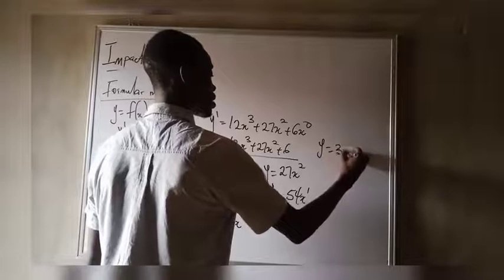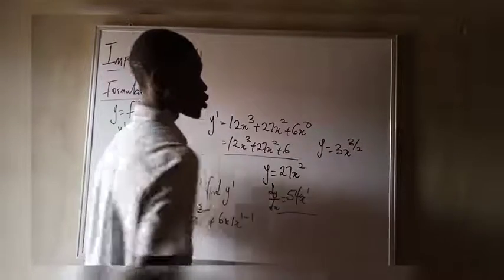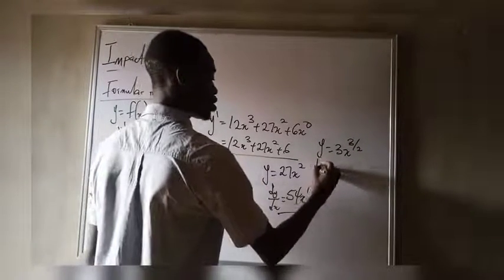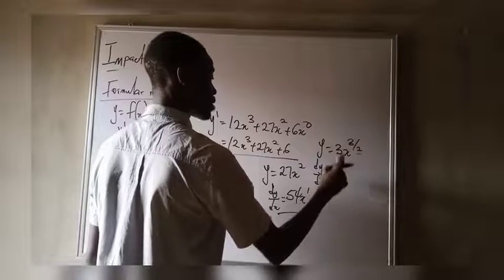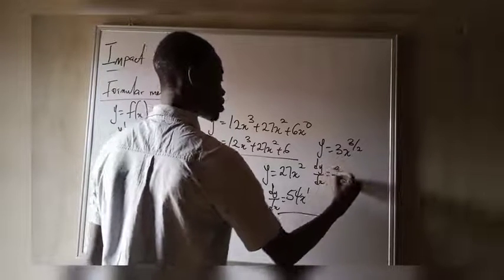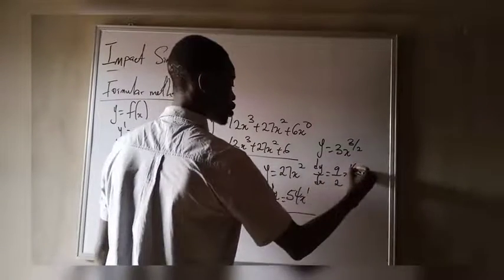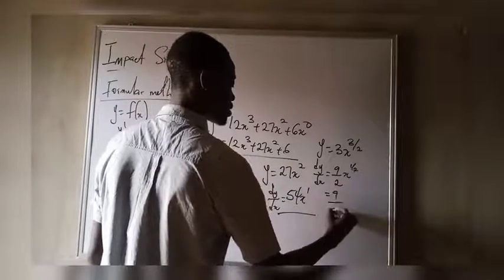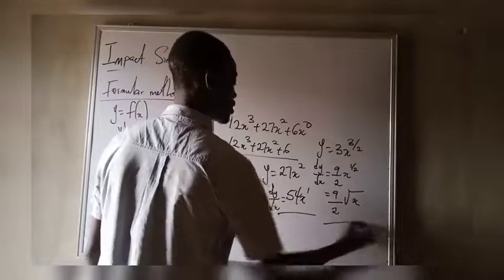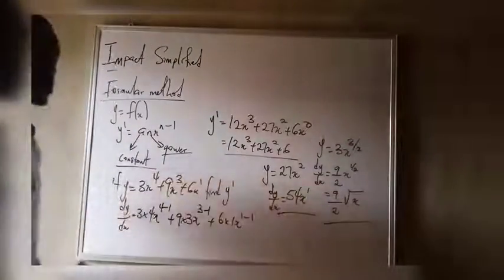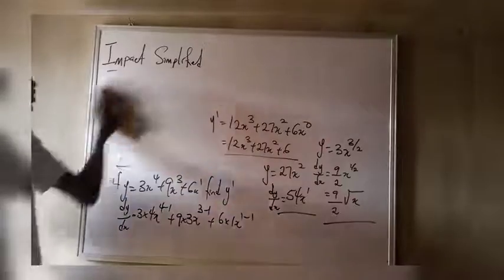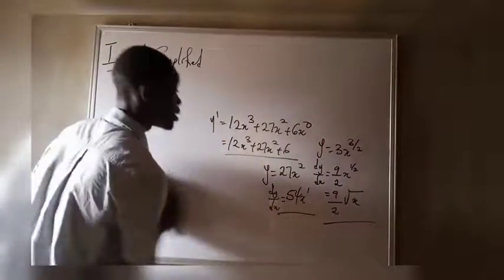So for this again, let's look at this. Y is equal to 3x raised to the power 3 over 2. So how can we solve? Yours is just to multiply and subtract. 3 times 3 over 2 will give us 9 over 2x. Now what is 3 over 2 minus 1? That will give us 1 over 2. And then you write it very well, or that will now give us the square root of x. And that is all about the formula method.